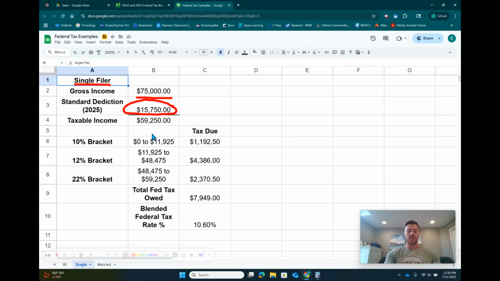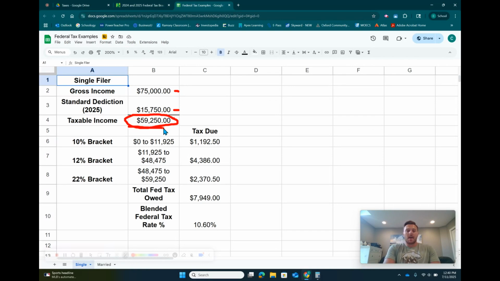So, in this example, we made 75. The new 2025 standard deduction is 15,750. That's after the new One Big Beautiful Bill just went into place. If we take those two numbers, we get what's called taxable income of 59,250. So according to the IRS, I owe federal tax on 59,250 in this scenario. It's a very basic scenario. You'll have other deductions too, but we're just doing basic right now.